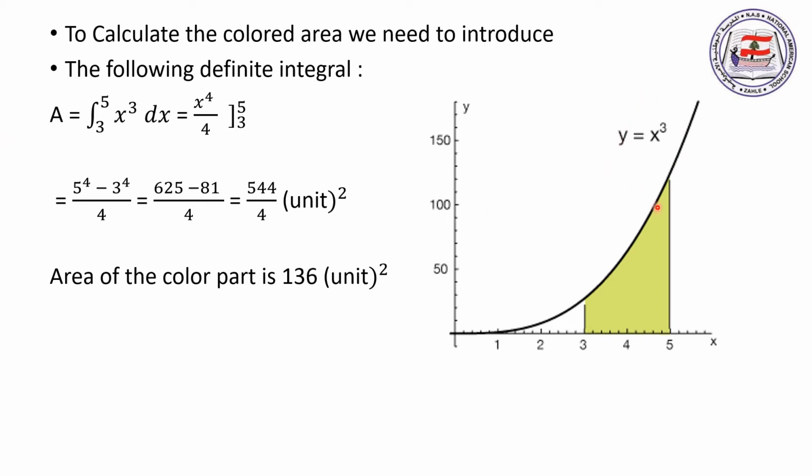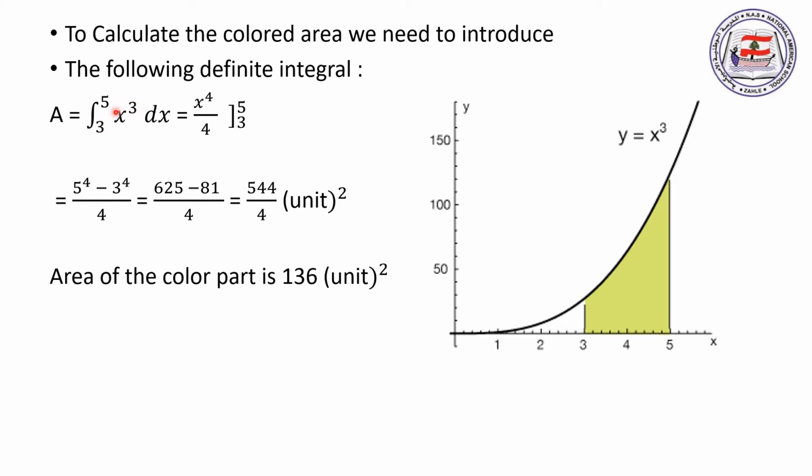Since y is equal to x cubed, f of x is expressed as x cubed, and the shaded or colored part is bounded between the value 3, which represents the lower bound, and 5, which represents the upper bound. So we can directly write A is equal to the integral over 3, 5, of x cubed dx.